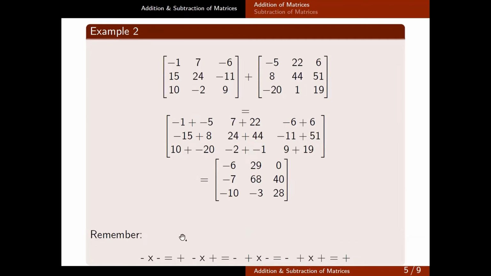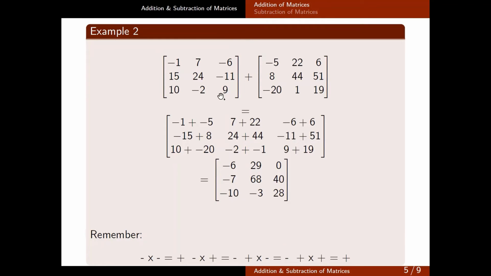Example number 2, where we have negatives. So we have -1, 7, -6. This is the first matrix, and then we have the second matrix. The same rule applies. This element should go with the element in the same position. This other one should go with the other one. That other one should go with 6. 15 should go with 8.